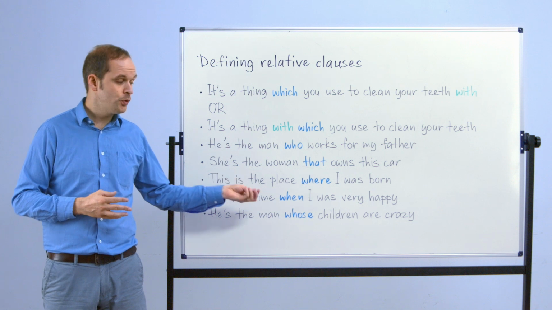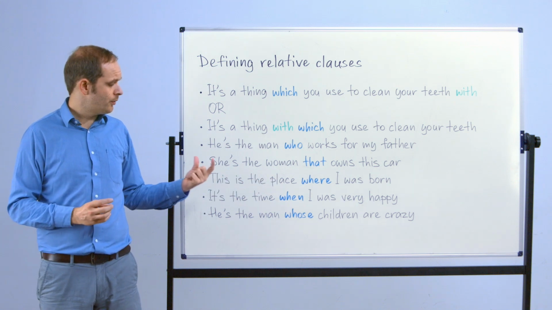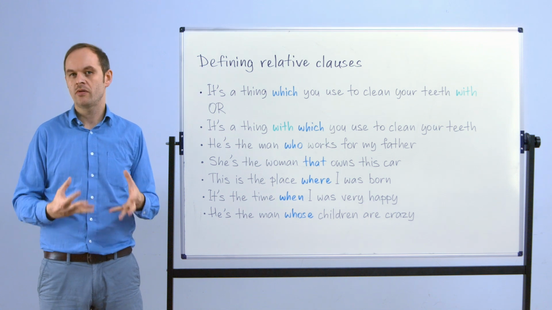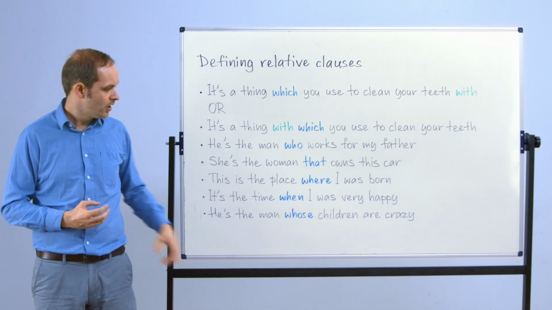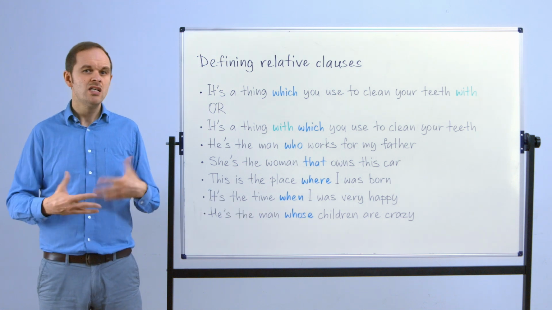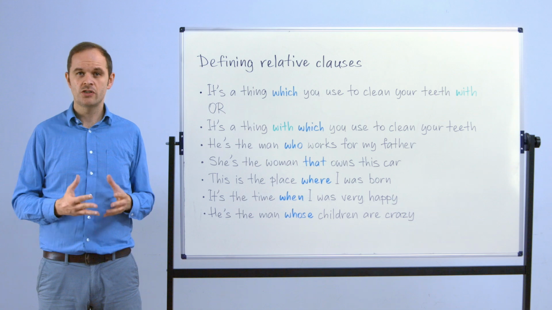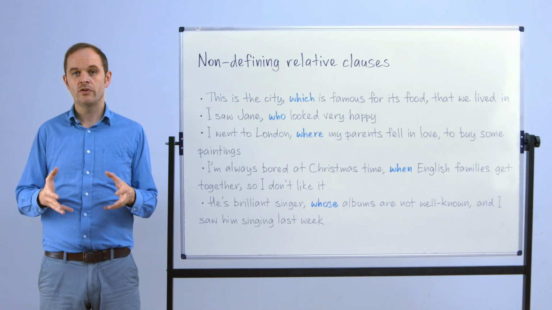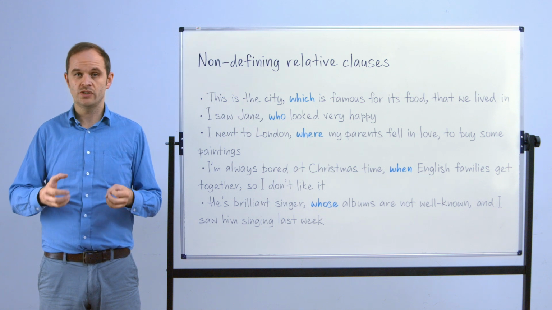He's the man whose children are crazy. Now, the relative clause whose is a little bit different. We're talking about ownership, possessions. In this case, we're defining the children who belong to the man, and we're giving some information about them, the children who are crazy.